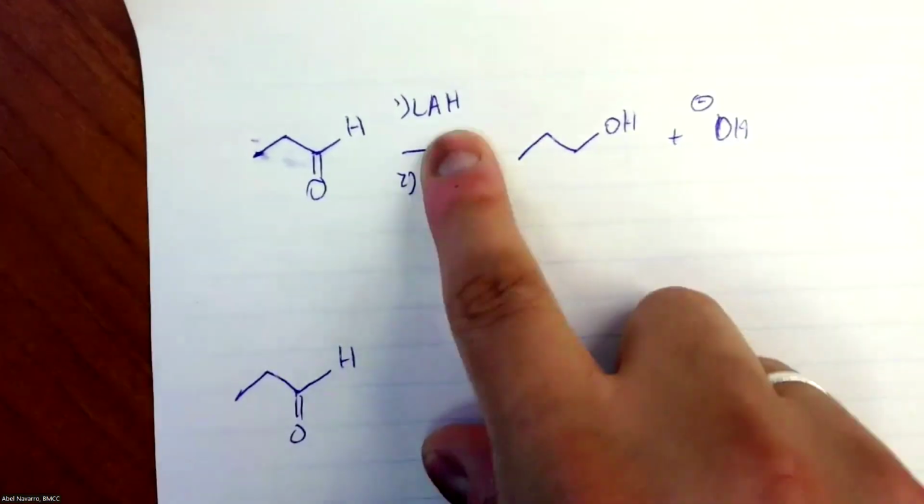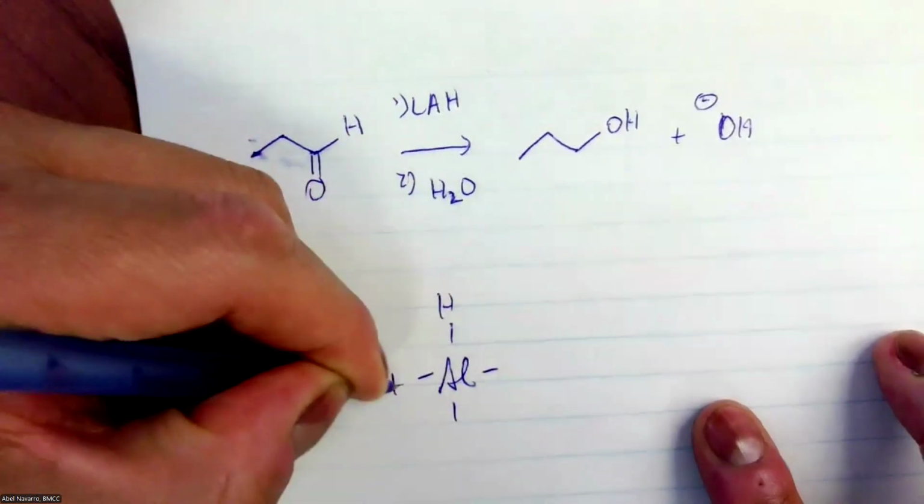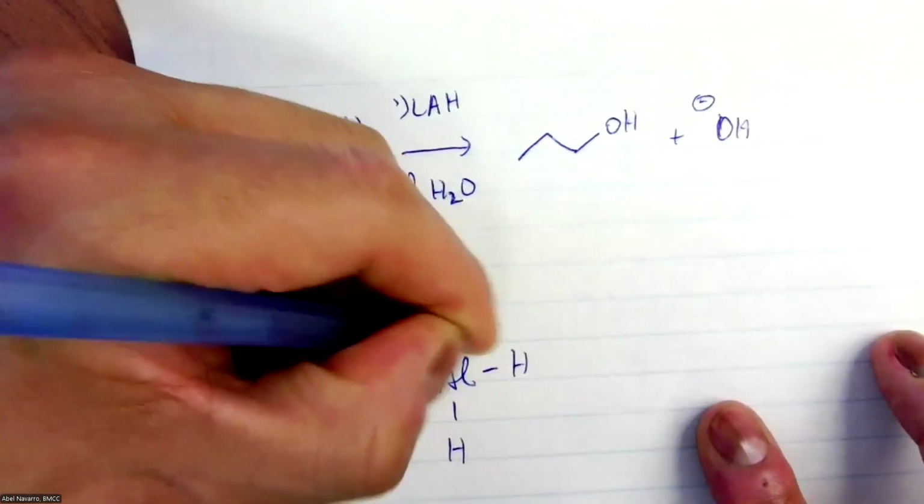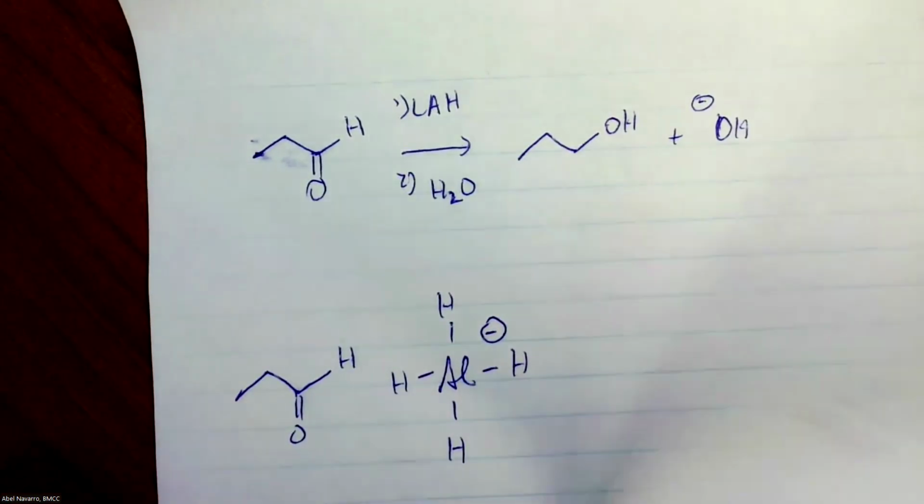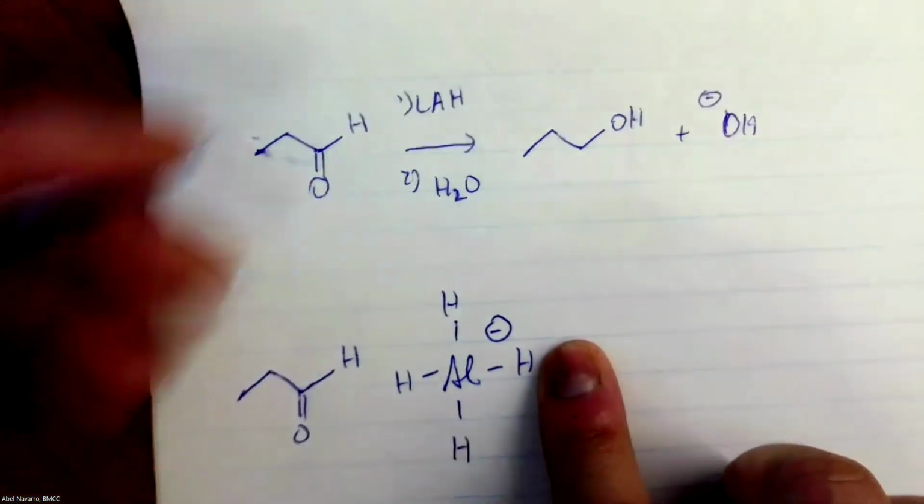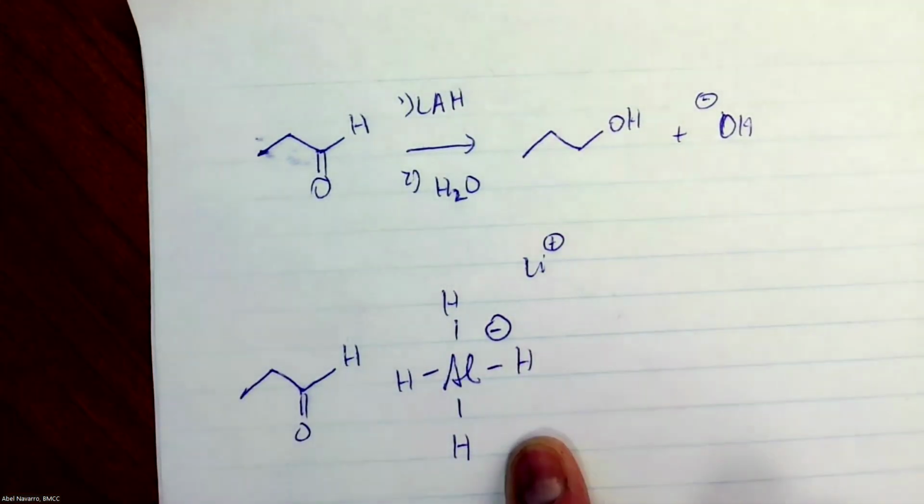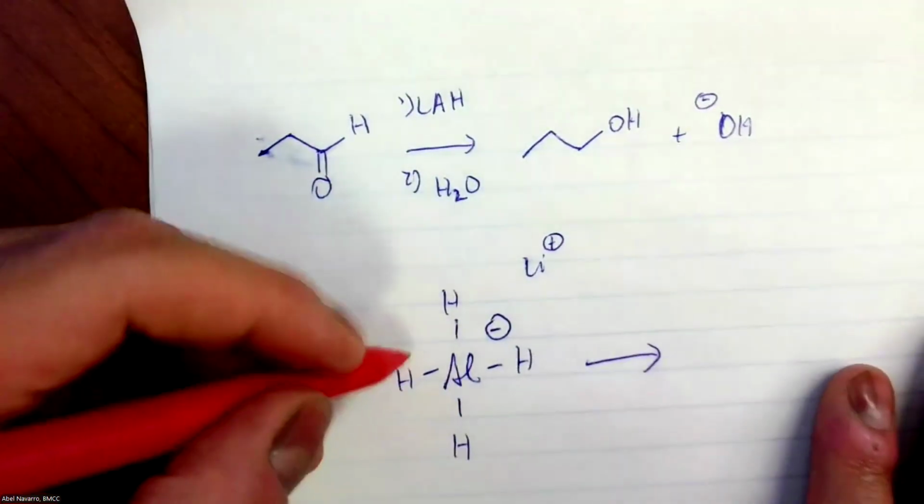LAH, lithium aluminum hydride. This is the structure of lithium aluminum hydride, very similar to BH4. Remember BH4, right? Same thing. What happened with the lithium? The lithium will be a spectator ion on the side. It does not participate. Next is the attack, very similar attack.